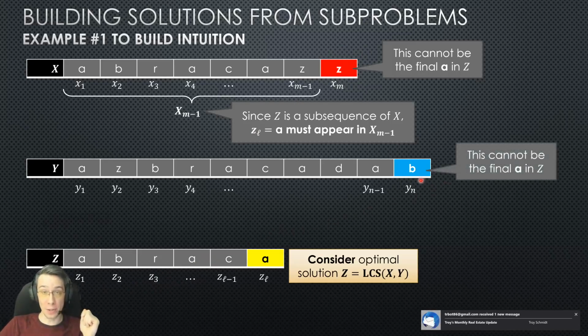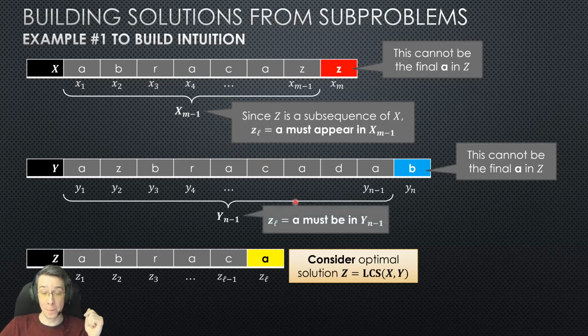Okay, so now if we turn our attention to y, similarly, this last b in y, the last letter, doesn't match the last letter of z. So this can't be the final a that we're looking for in the LCS. So just like in the case where we just talked about x, because z is a subsequence of y, this last letter of z has to appear in this prefix of y. The entire subsequence z has to appear in the prefix yn minus 1. So this a has to be back here somewhere in yn minus 1.